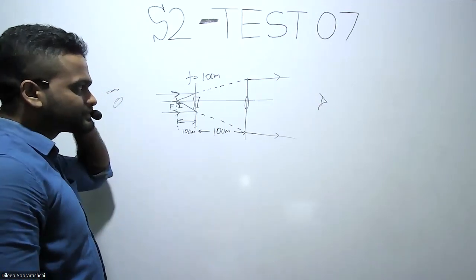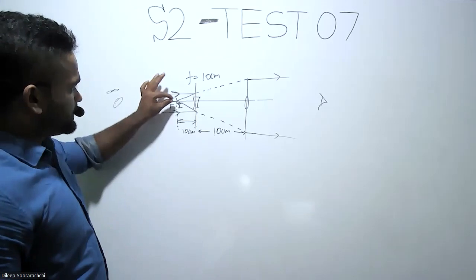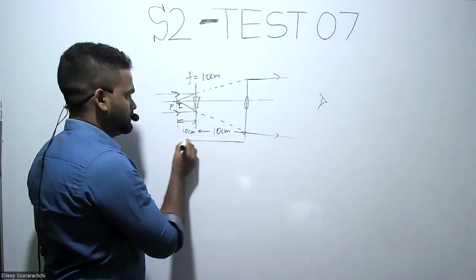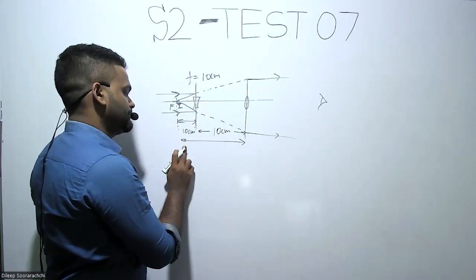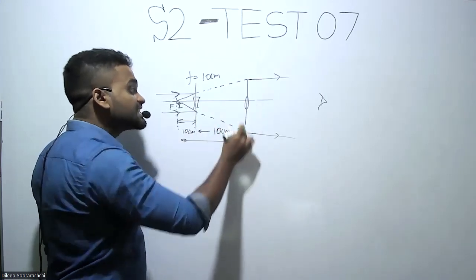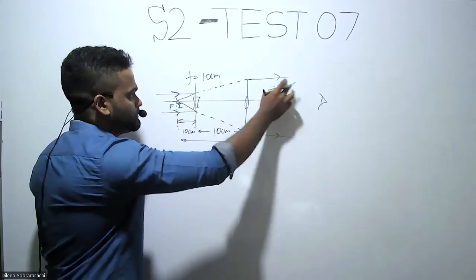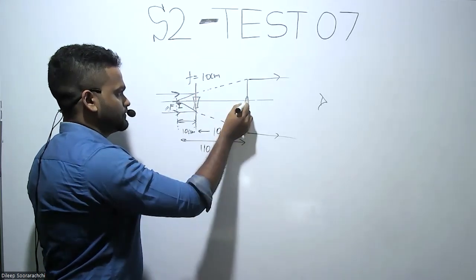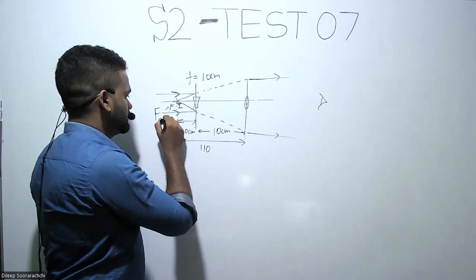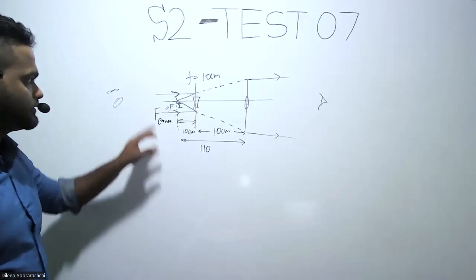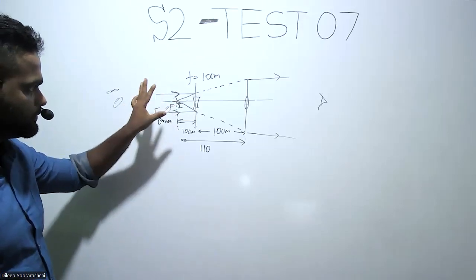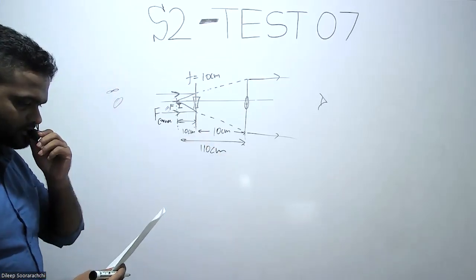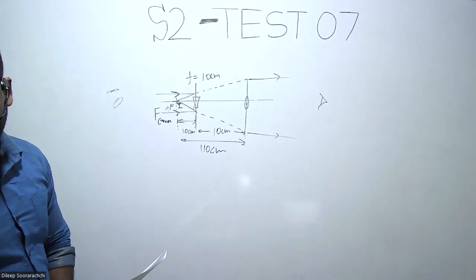So for this to happen, for these rays to be parallel, this must be the focus of this convex lens, otherwise these won't be parallel. So what's the focal length for this one? In this one, the focus of the convex and the concave lens are at the same place. So this length is 110 centimeters.